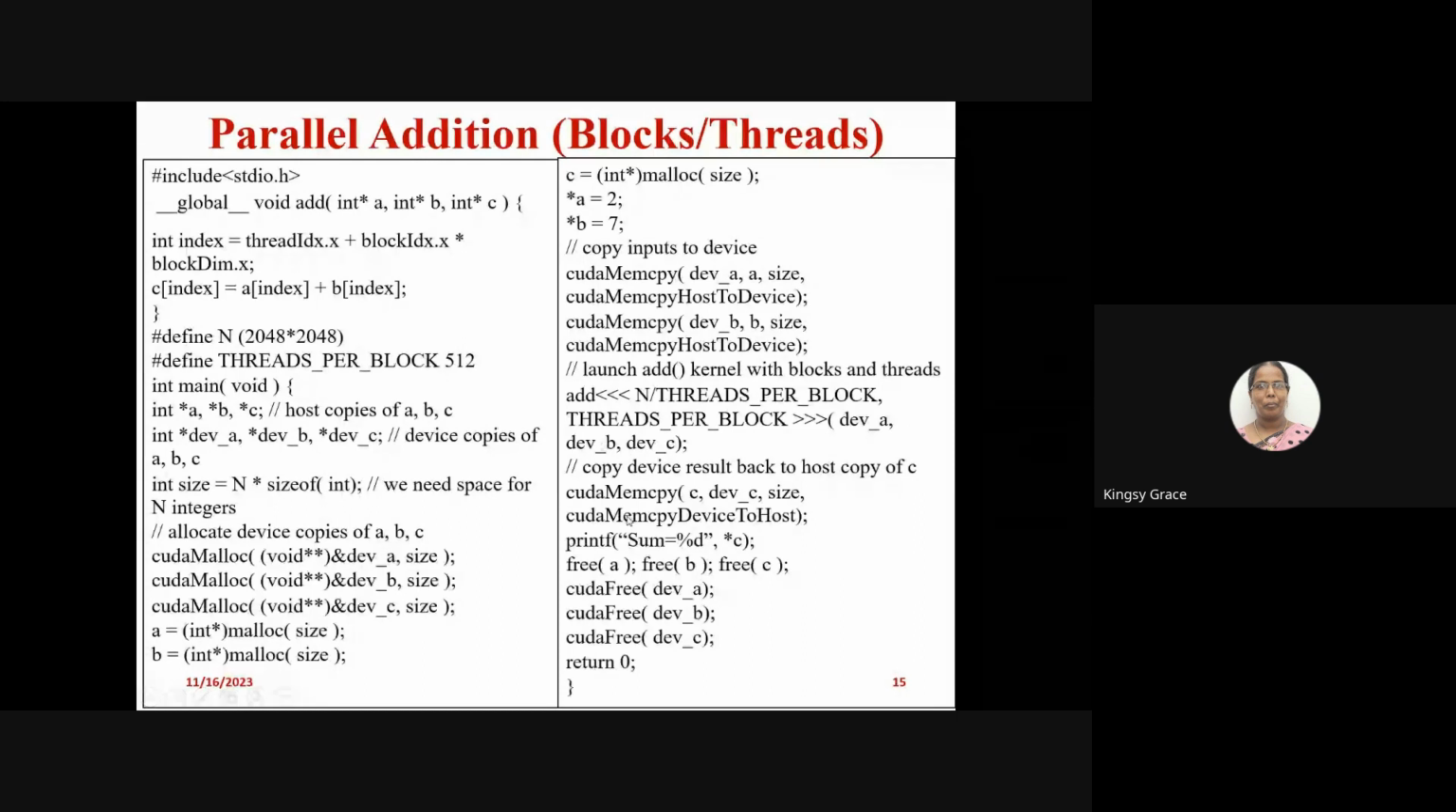After that, the result is stored in dev C, that is copied from device to host, then it is printed here. The free is freeing the memory of the CPU. This is for freeing the memory of the GPU.